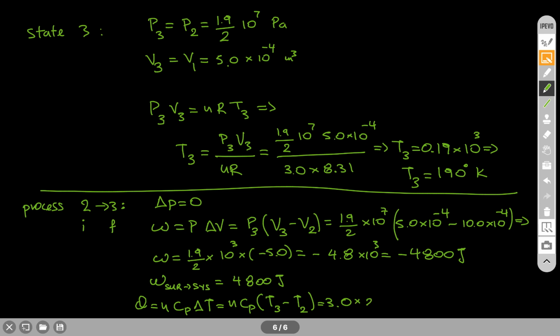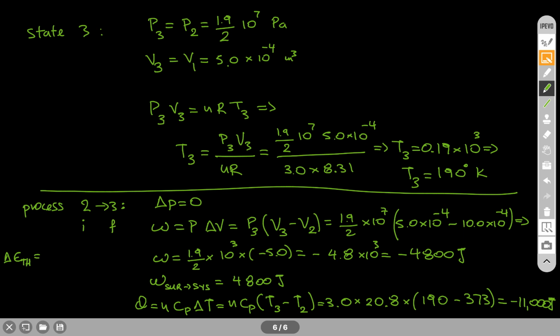Cp is 20.8 for an ideal monatomic gas. The final temperature is 190. The temperature, if I remember correctly, T2 is 373. And this will give me minus 11,000 joules. Okay, this is Q. And to finish this, I will find the change in thermal energy. I'm not sure if I need it, probably I don't, but I'm going to find it anyway.